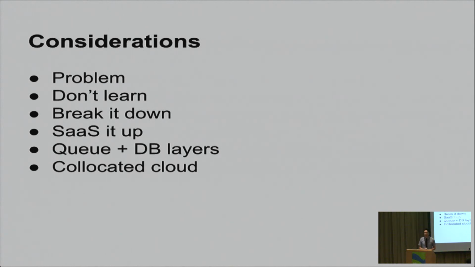For queues and DB layers, these are great buffers that you can utilize to make sure that between different components, you can scale them as swiftly, as smoothly, and as seamlessly as possible.